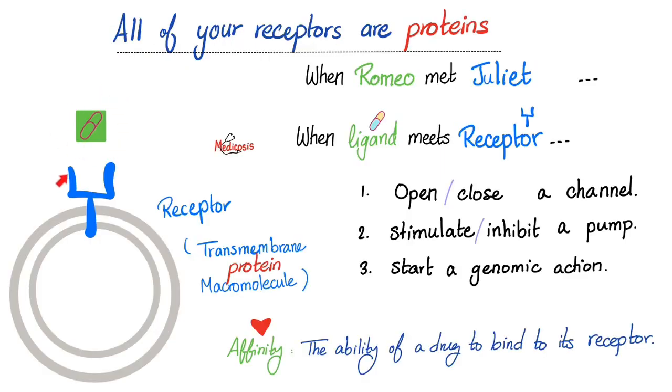And then when the drug meets the receptor, what's going to happen? Just like when Romeo met Juliet. You can open or close a channel, you can stimulate or inhibit a pump, or you can start a genomic action. Genomic means related to DNA. Because if the drug is lipid soluble, its receptor will be on the inside near the nucleus, and the nucleus has genes. How much the drug and the receptor love one another is called affinity.